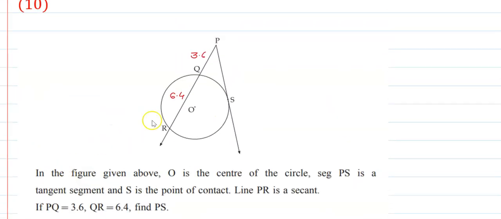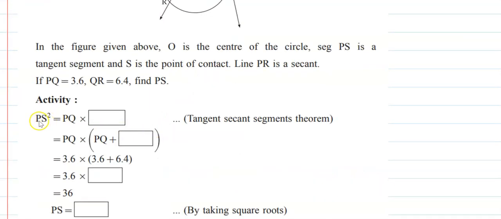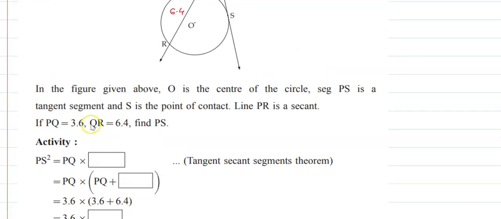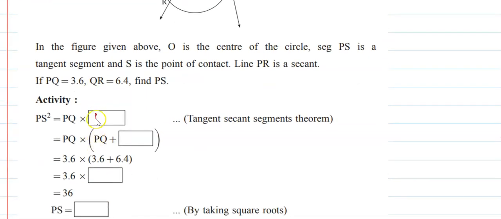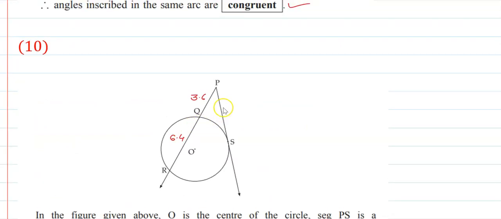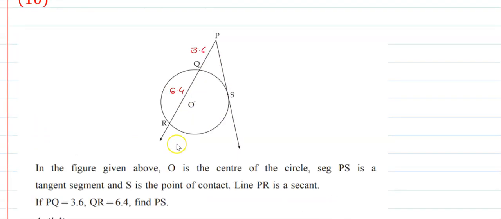Therefore here PS square is equal to PQ into PR. This is the tangent secant segment theorem. Okay. And therefore PS square is equal to PQ into PR. But what about the PR? PR means what? PQ plus QR.